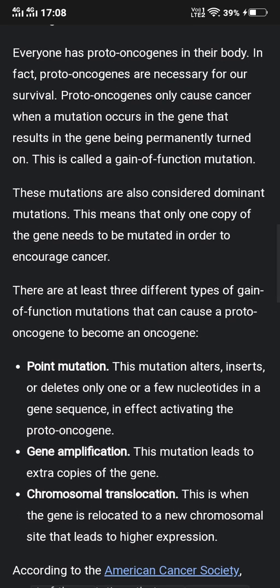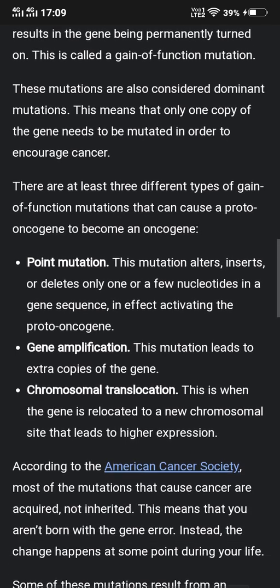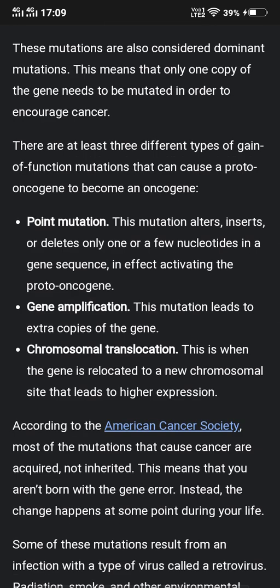There are at least 3 different types of gain-of-function mutation that can cause a proto-oncogene to become an oncogene. Point mutation: this mutation alters, inserts or deletes only one or a few nucleotides in a gene sequence, in effect activating the proto-oncogene. Gene amplification: this mutation leads to extra copies of the gene. Chromosomal translocation: this is when the gene is relocated to a new chromosomal site that leads to higher expression.